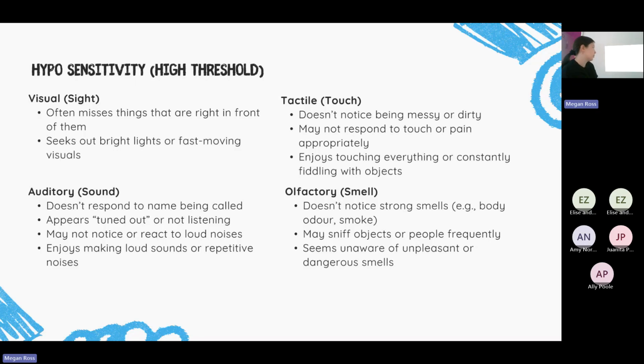Olfactory smell: doesn't notice strong smells, like not noticing body odor, or not noticing smells like smoke, which can sometimes actually be really dangerous. A lot of these sensory things, which we'll come back to, if we have all these differences and we're not noticing things or we're missing stuff, it can actually impact our safety awareness. May sniff objects or people frequently, seems unaware of any unpleasant or dangerous smells, which you kind of spoke about a little bit earlier.